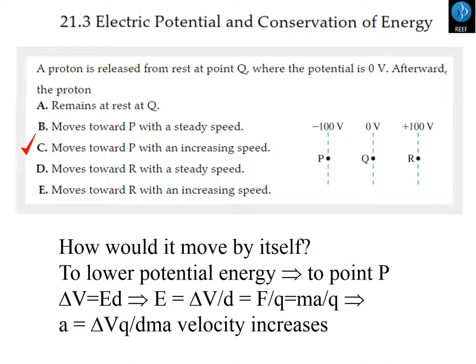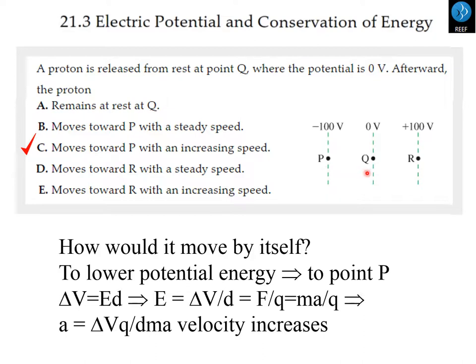Well, the question again is, would it move by itself? And if so, how would it go? Then the potential energy will decrease. So it would move from 0 to -100, decreasing the potential energy. You have to think in terms of the proton being a positive charge, so it would go towards less potential energy.